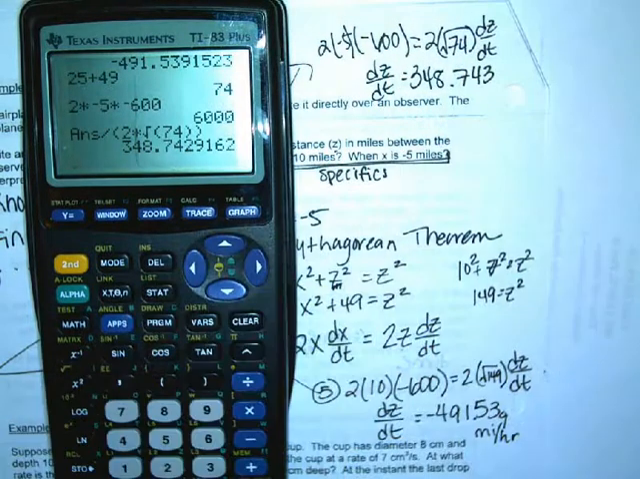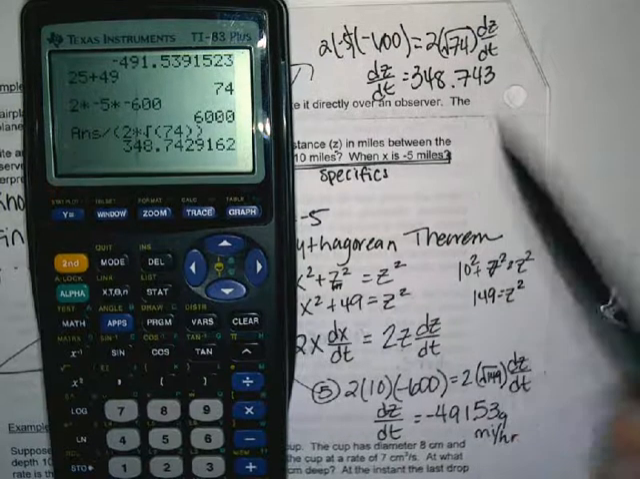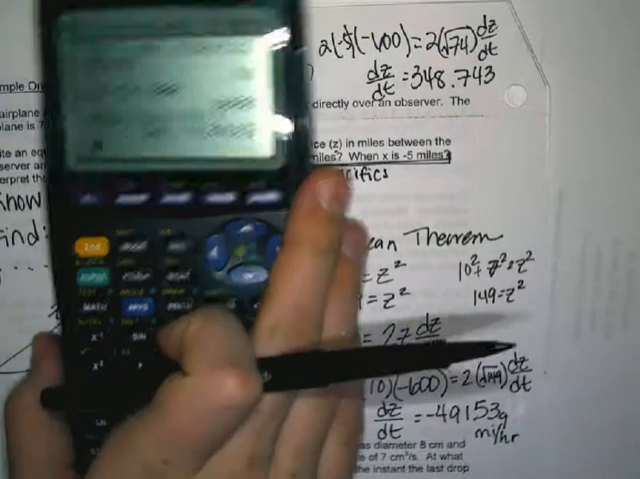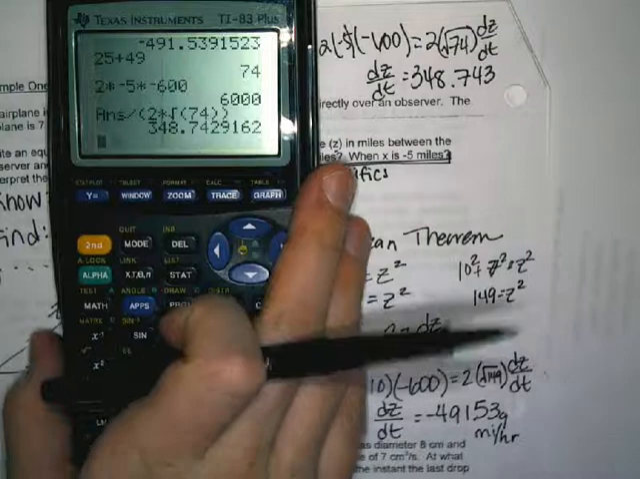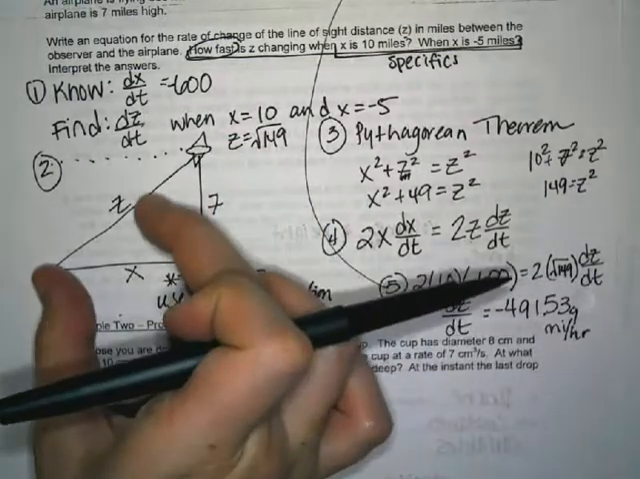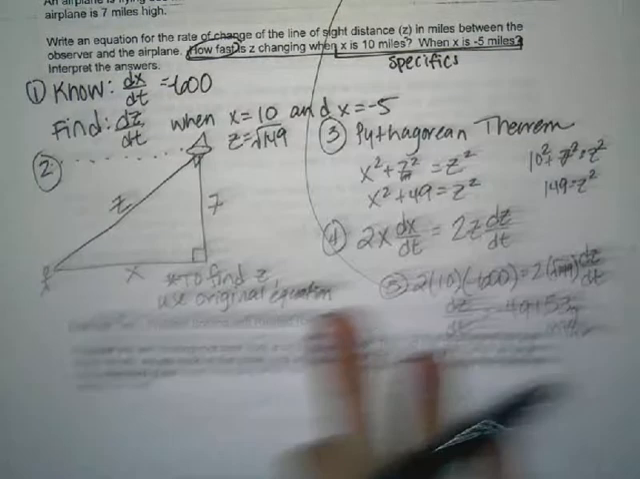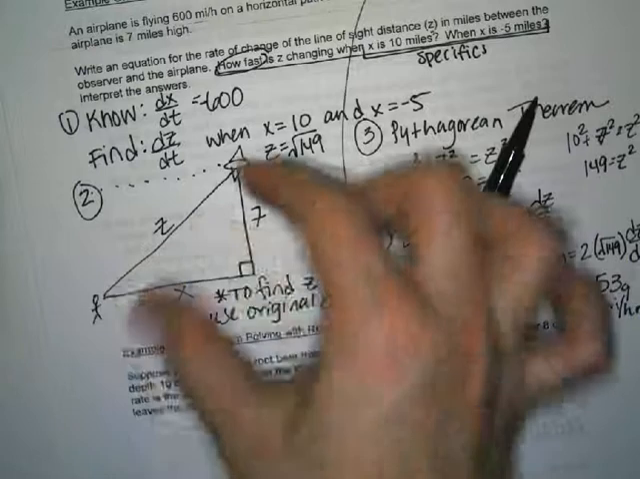Okay, so dz over dt gets you positive 348.743. Now, why would this be positive and this be negative? Because as you're getting closer here, that distance is decreasing, right? That distance is decreasing because the plane is getting closer.